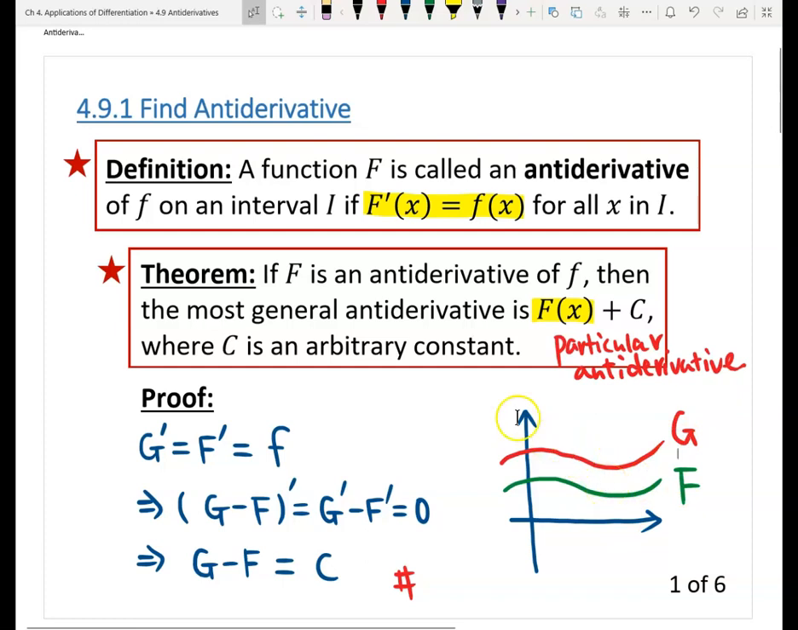So now what do we get? We get all the general antiderivatives should be this cluster, a series of functions. All the functions just use the particular function F, shift up or shift down. Imagine. So infinite antiderivatives. So this is the basic introduction for the definition. Now, let's go into some formulas for antiderivatives.